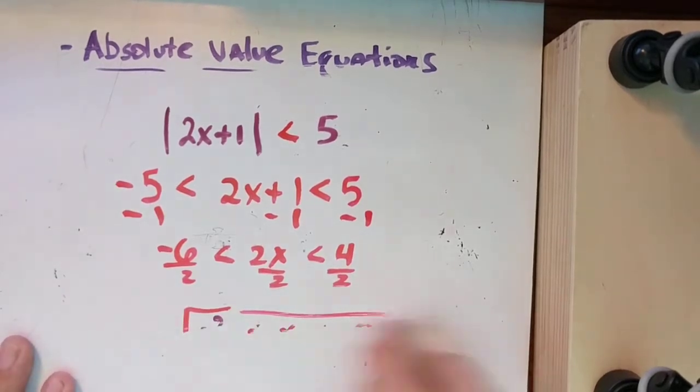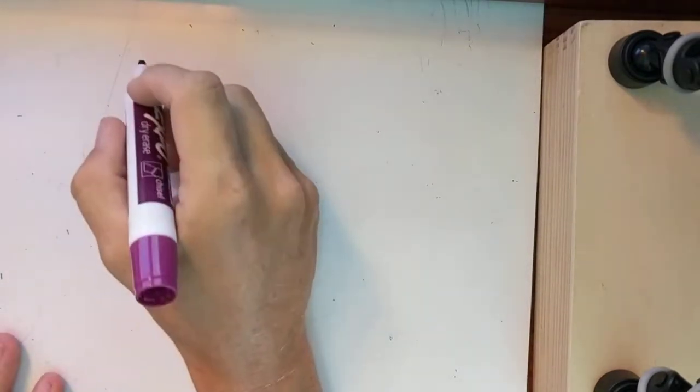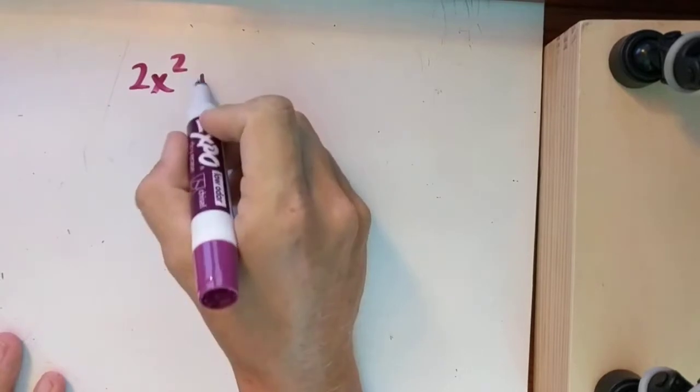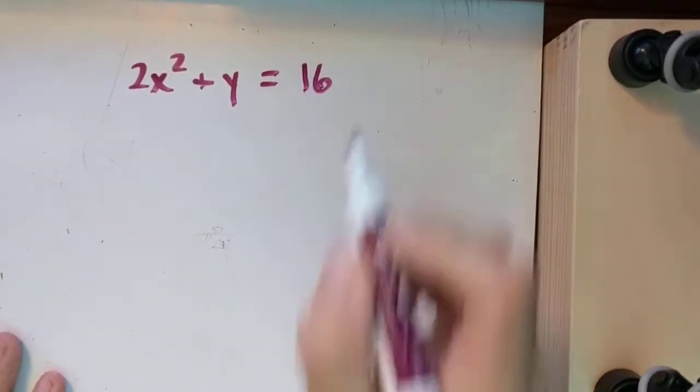Okay, the last thing very quickly we're going to look at is how graphs of different equations can have x and y intercepts. So you'll see this on your written homework in week 4. So let's just give you an equation, let's say 2x squared plus y equals 16.